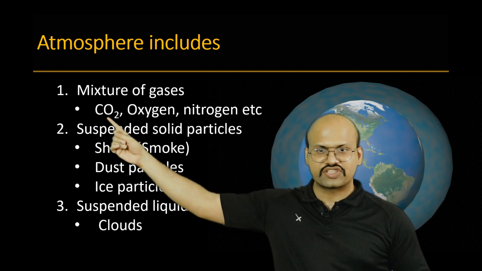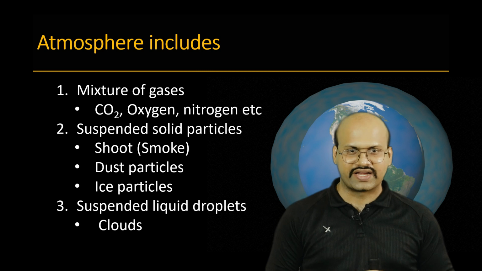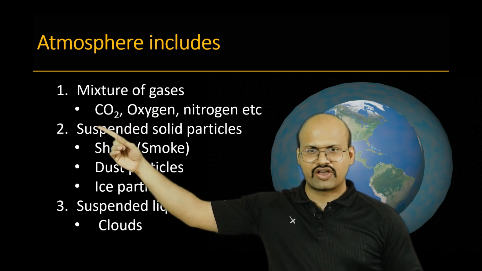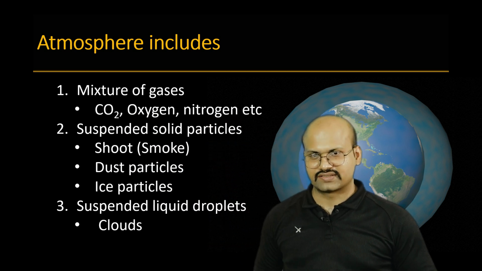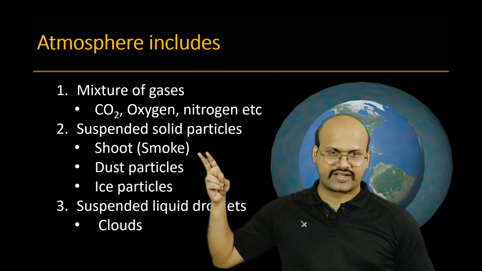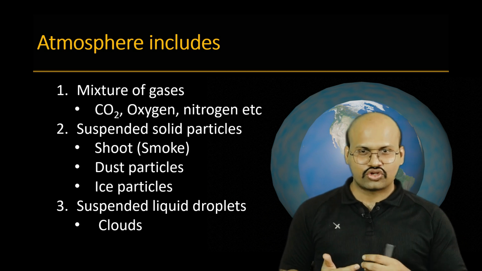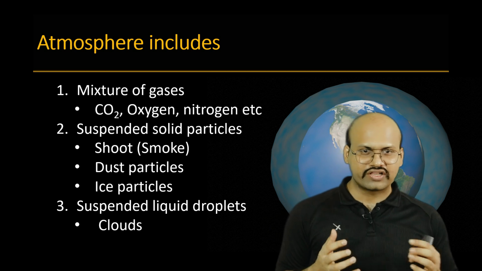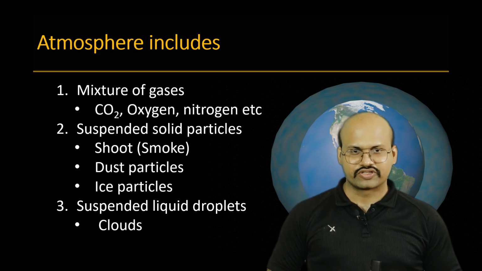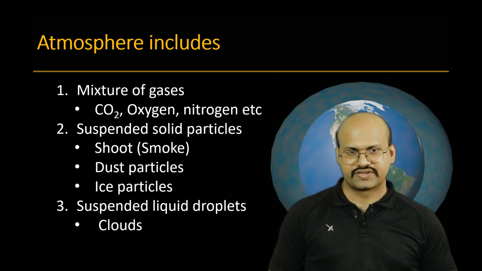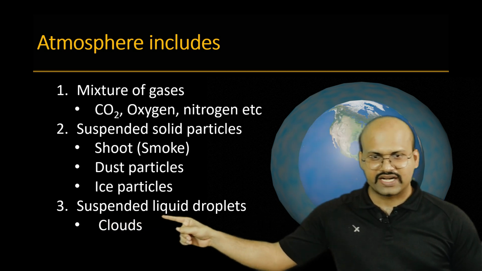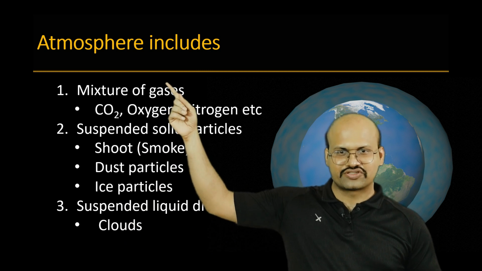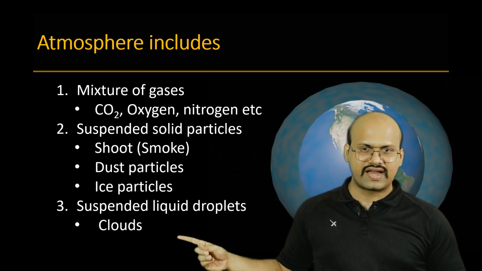Now what does atmosphere include? It includes a mixture of gases. The first thing that comes to our mind is gases. We have carbon dioxide, oxygen, nitrogen and many other gases. Then there are suspended solid particles. The atmosphere also has solid particles like smoke, dust particles, ice particles. All these particles are thrown up and suspended in our atmosphere. Similarly, we have suspended liquid droplets like clouds. So atmosphere consists of gases, solid particles and liquid droplets.